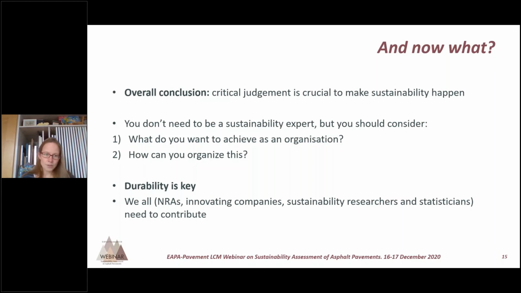And the last thing I wanted to mention is durability. Just once again, all of us, and when I say all, I mean NRAs, companies, sustainability researchers, and statisticians, we all need to contribute to this topic because it can really make or break the sustainability of our pavements. And it's a very uncertain business, but we need to get a grip on it and make it specific for all the projects we are doing.